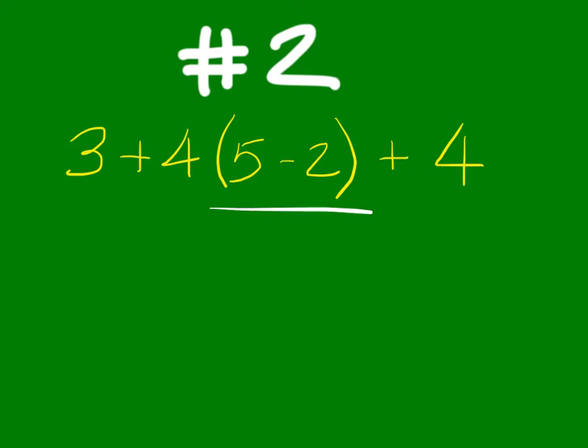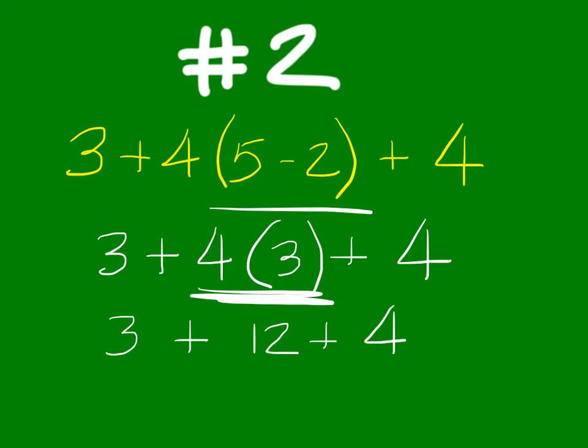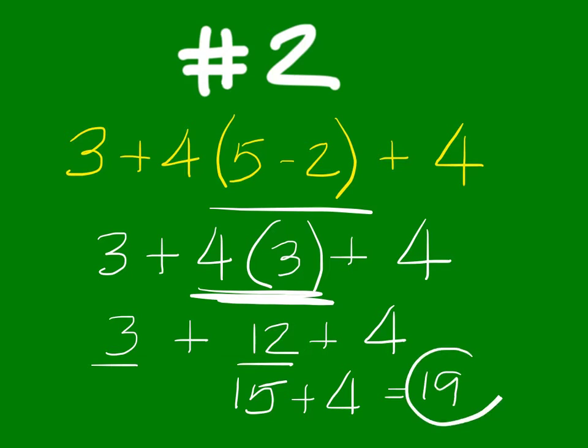You have to do 5 minus 2 first because it's in parentheses, and that's 3. Keep everything else the same. And now multiplication comes before addition, so you have to do 4 times 3 to get 12. And then add them up in order left to right. 3 and 12 is 15, plus 4 is 19.